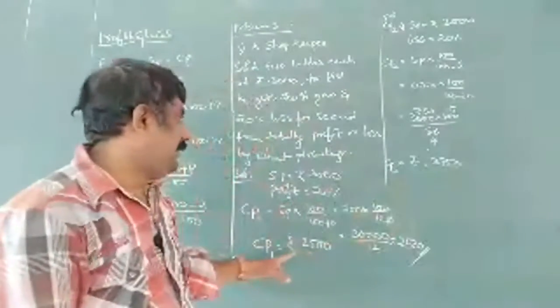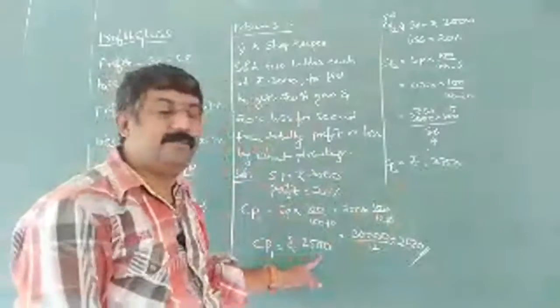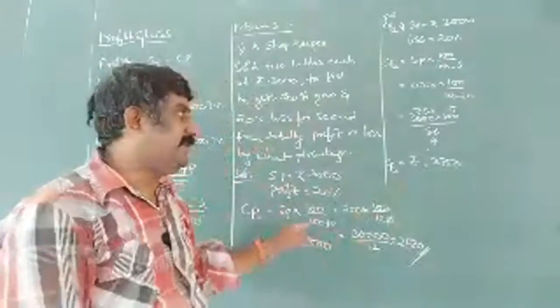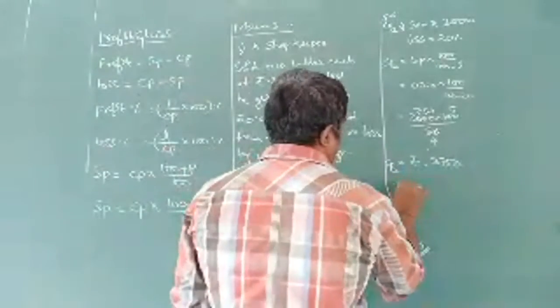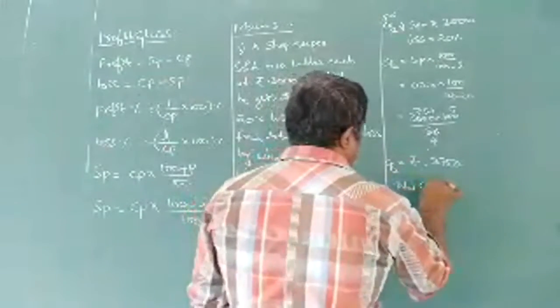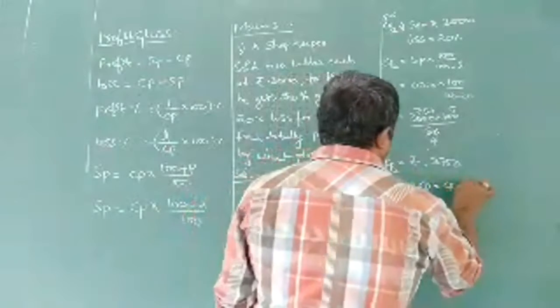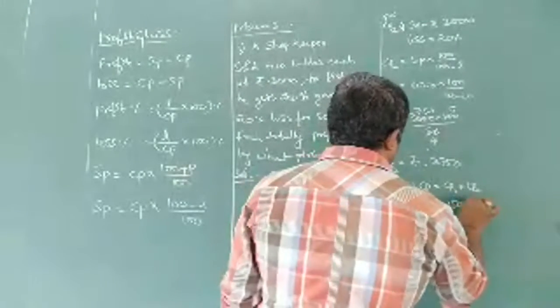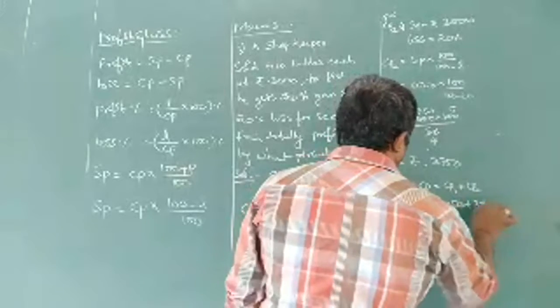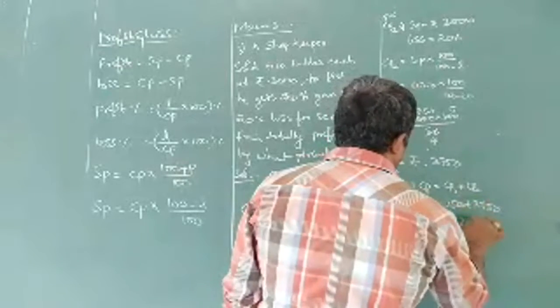3,750. Here how much did he get? 2,500 only. So we'll see whether he is getting profit or not. So total CP is equal to CP1 plus CP2: 2,500 plus 3,750, nothing but 6,250.